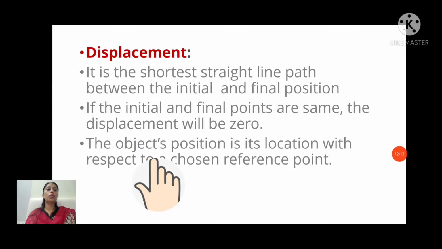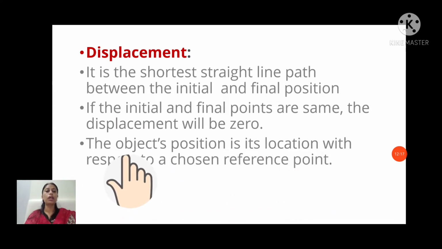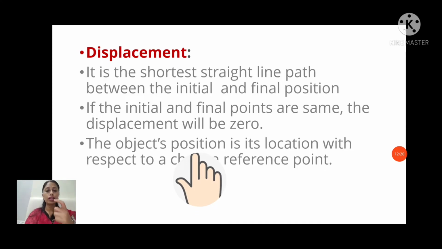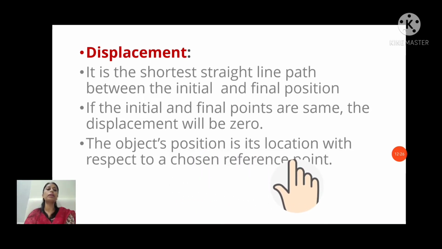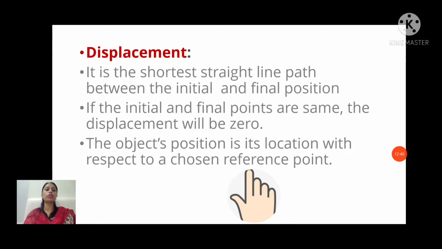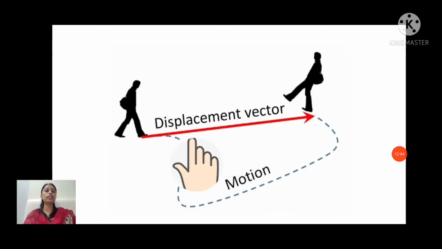Now, the object's position is its location with reference to a chosen reference point. If you are talking about any object which is moving, its position will be its location with reference to a chosen reference point. You have to see from which point you have started, which point you have chosen, and from that point to which point it is moving. So the starting point is what? The reference point.